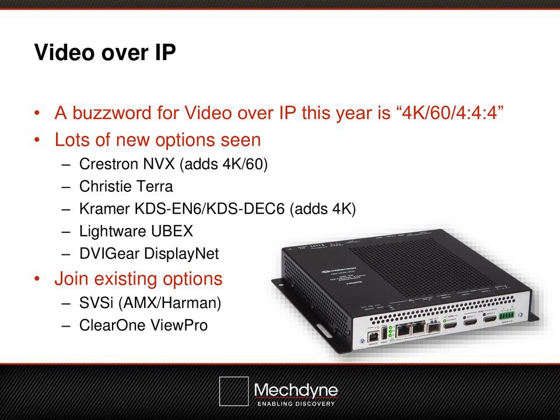Now, the buzzword for video over IP this year was 4K 60 444. I have some slides that we could go over later on if we have some time that kind of unpack the 4K 60 444, and we'll see if we have time to get there. But needless to say, what that means is 4K means you have a lot of pixels, 60 hertz means that you're refreshing it very fast, and 444 means that you have all of your color information available to you. And not all of the video over IP devices that are 4K ready were in that configuration up to this year. So we saw a lot of new things.